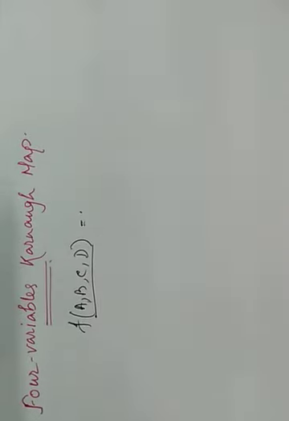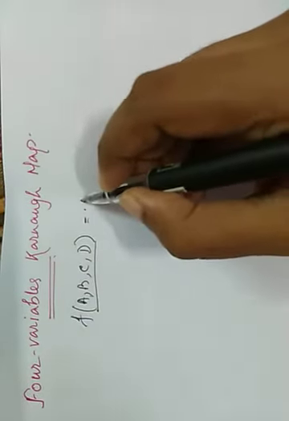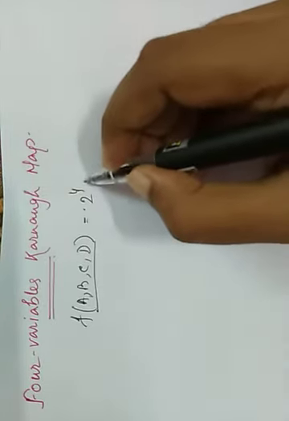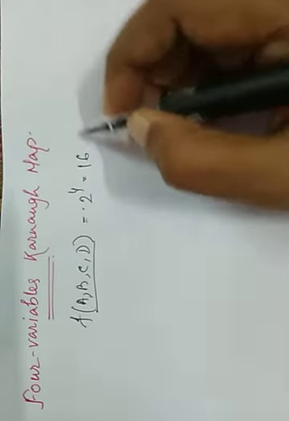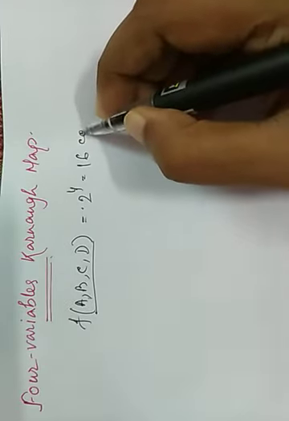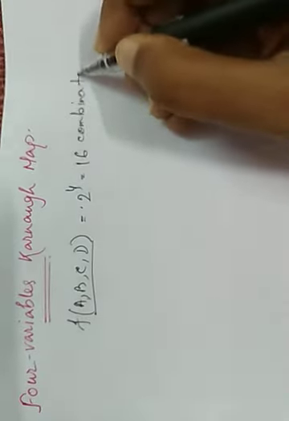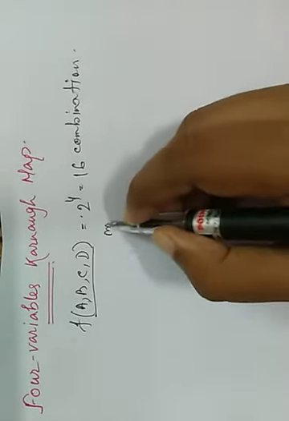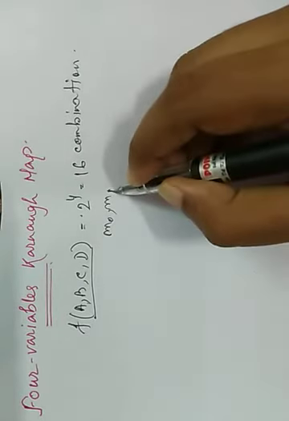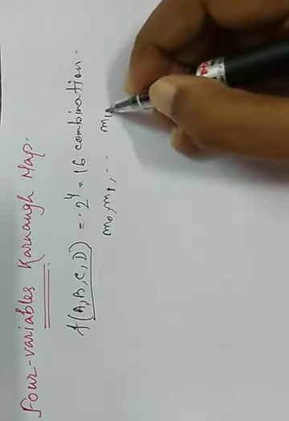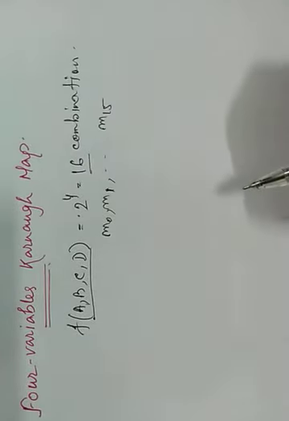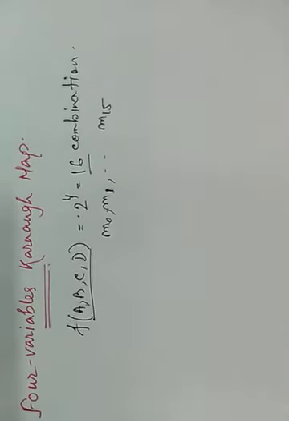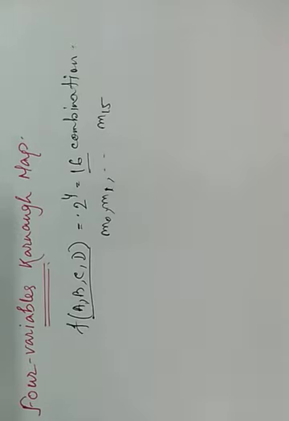Here it is 4 variables, that means a, b, c, d. So for 4 variables, what will be the combinations of the truth table? That means 2 to the power 4, so 16 combinations are there. So 16 combinations means the minterms should be from M0, M1 up to M15. Till now we have done 3 variables, which means 2 to the power 3, 8 combinations. That's why we get M0 to M7.